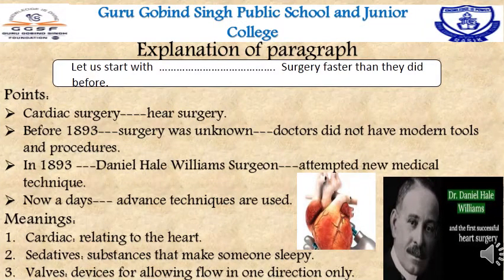Children, let's start to understand the next paragraph. It is related to cardiac surgery. Children, today if we need a heart surgery, there are a lot of options in front of us. Isn't it? Some doctors who are good in heart surgery, we can prefer them for this. But children, before 1893, this type of surgery was unknown. Doctors did not have modern medical tools and procedures. They did not even have the essential things needed for heart surgery.